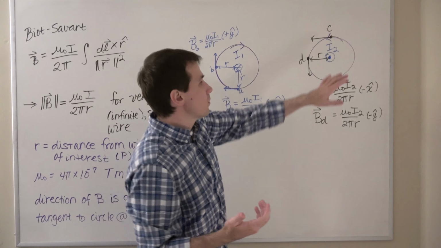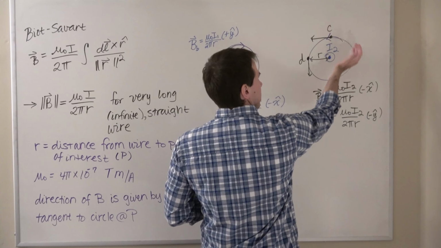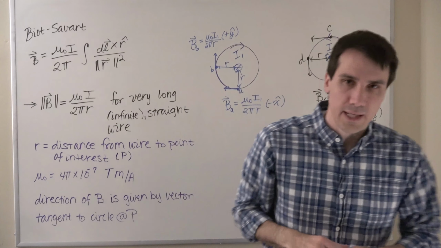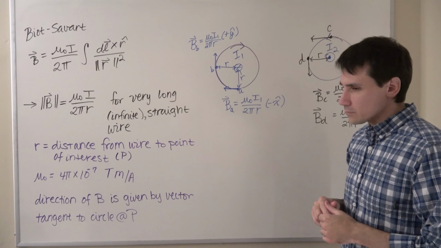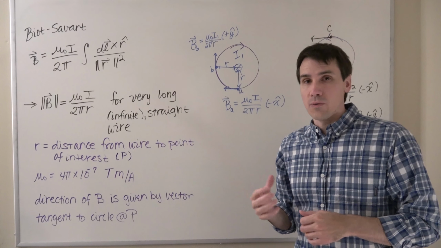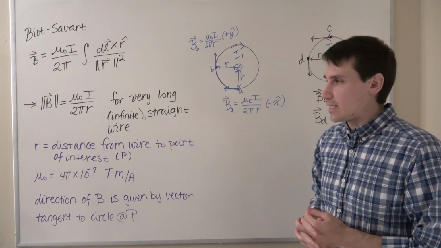We can use the same rule for our current pointing out of the board. Thumb points in the direction of the current, and our magnetic field circulates in the counterclockwise direction. Now, in this video, we are going to take this one step further, and we are going to start finding actual values and directions for these magnetic fields.